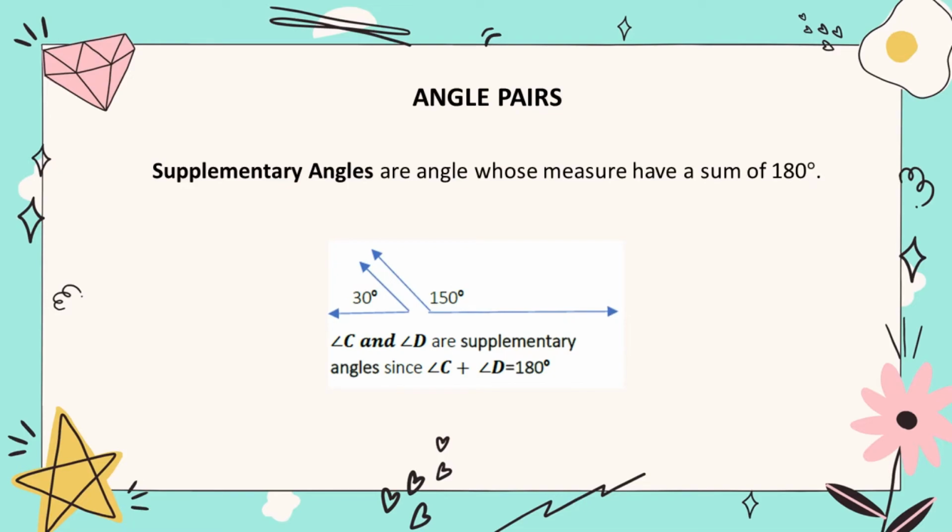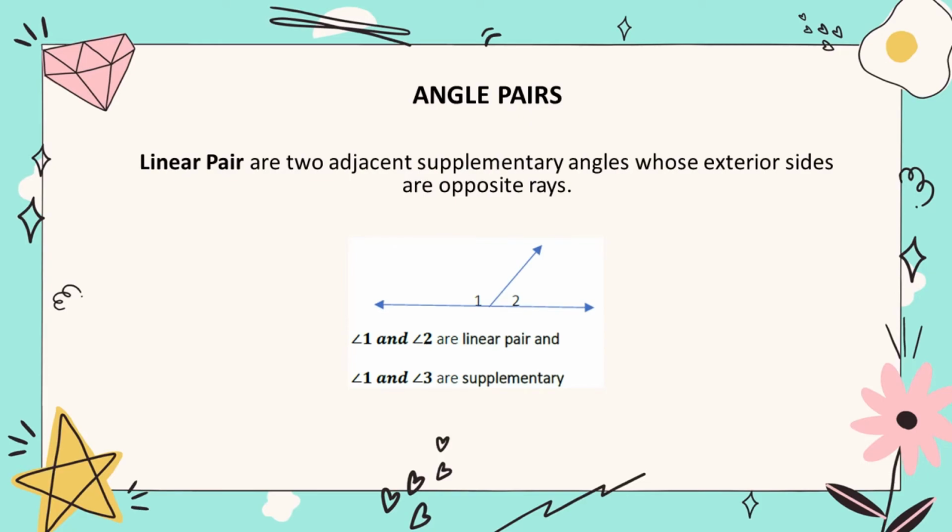So, para mahanap naman natin yung supplement ng isang angle, ima-minus lang natin siya sa 180 degrees. So, for example, you are asked to find the supplement of 120 degrees. So, yung gagawin is 180 minus 120, it will give you 60 degrees. Last type of angle pairs is linear pair. Linear pair are two adjacent supplementary angles whose exterior sides are opposite rays.